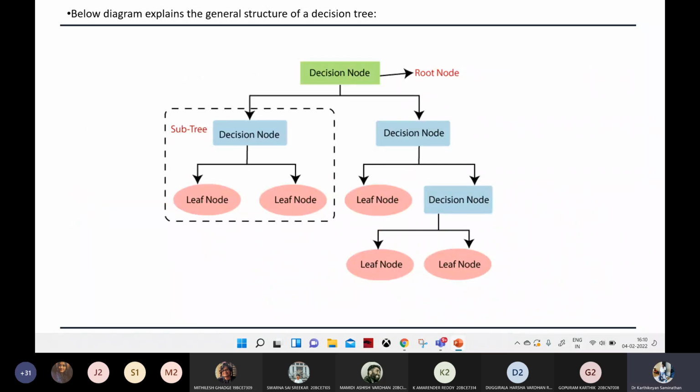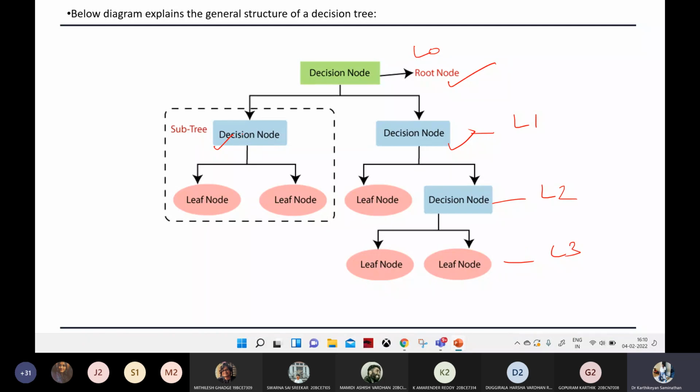So this is the simple representation. The decision nodes are nothing but your root nodes. Again, this is another decision node, the decision node for this level 0 node. This is the next decision node. This is level 1, we used to call this level 2, and this is your level 3.